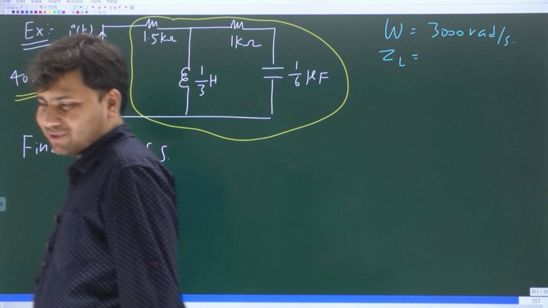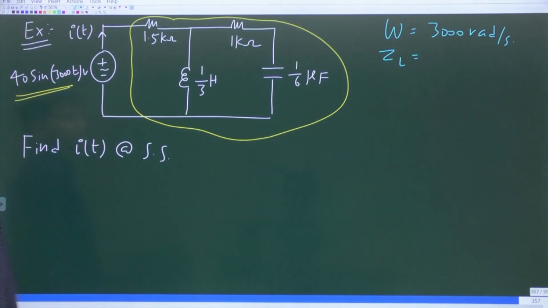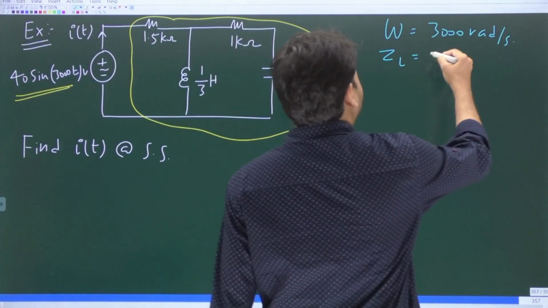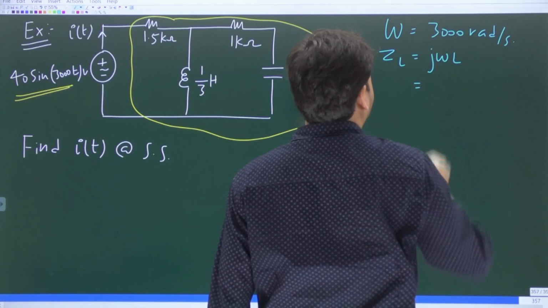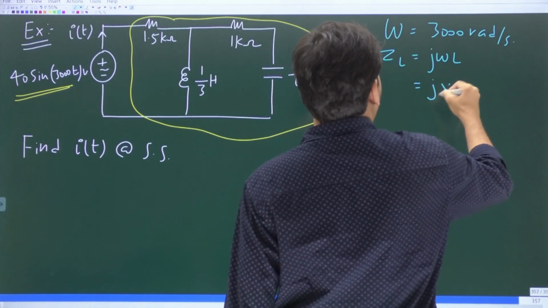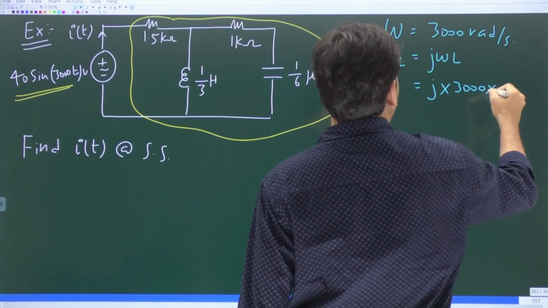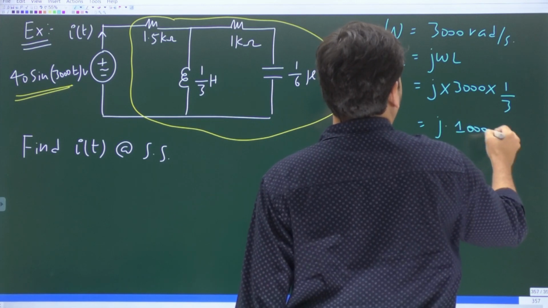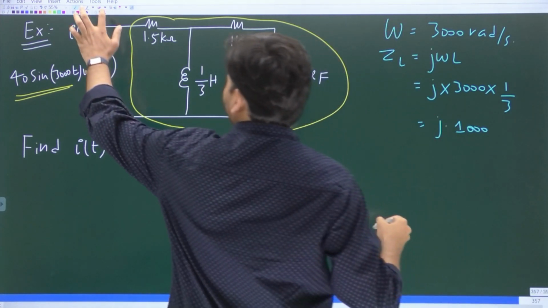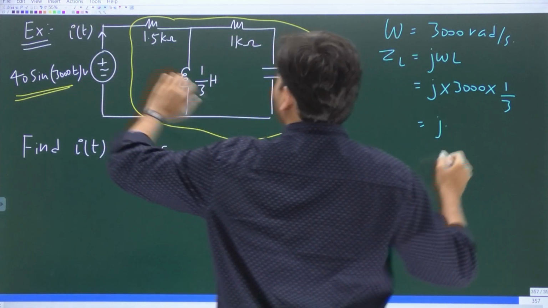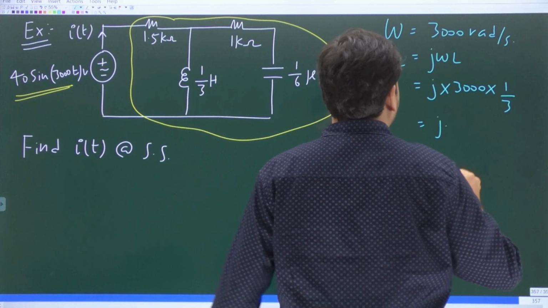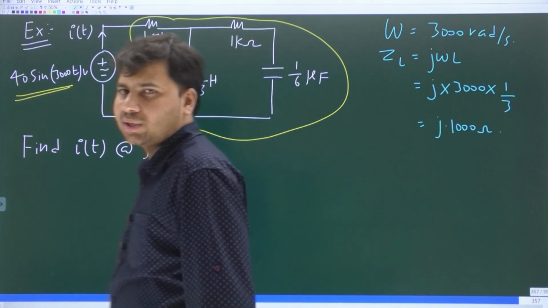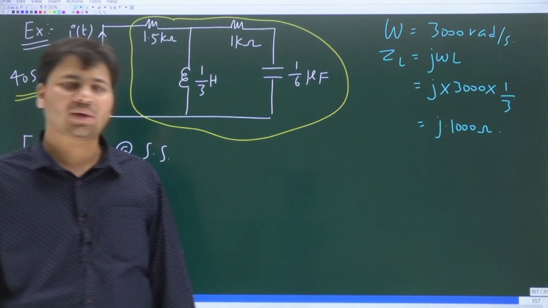ZL is the impedance of the inductor. What is ZL given by? Impedance of any inductor is given by j omega L. So j times omega, which is 3000, and L is 1/3. So is it not j 1000 ohms? The impedance of the inductor at this operating frequency of 3000 radians per second is j 1000 ohms, or you can also say j times 1 kilo ohm.